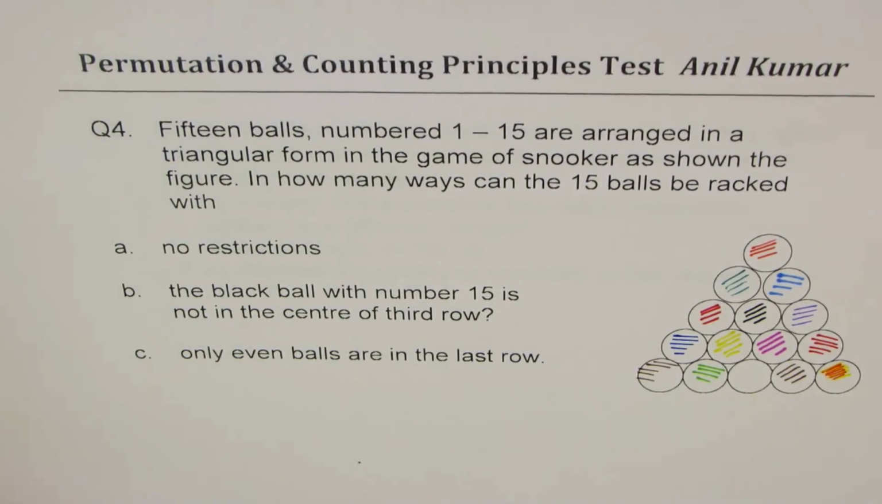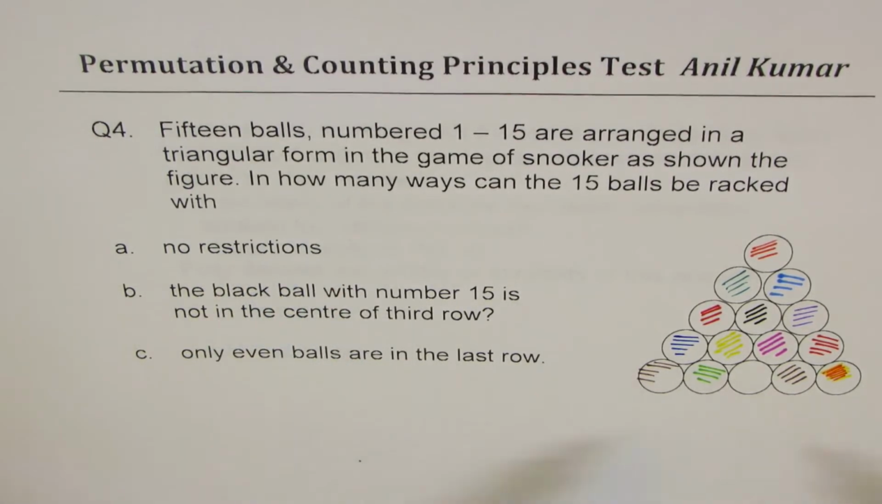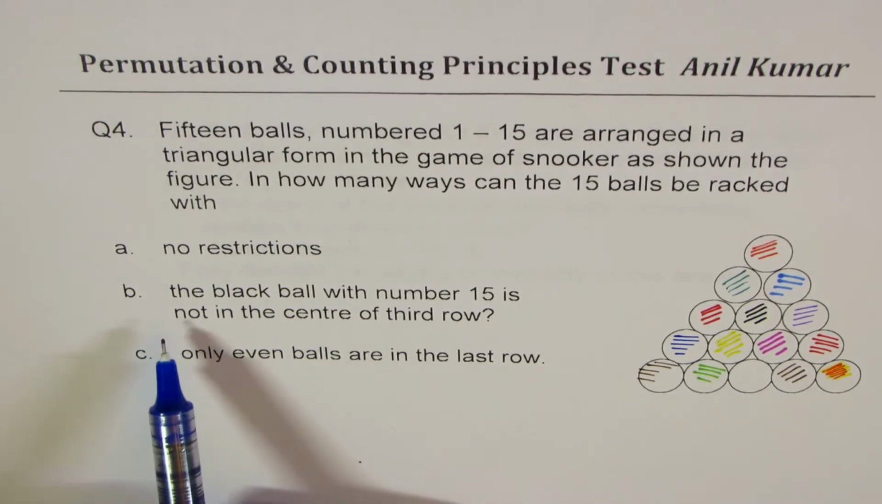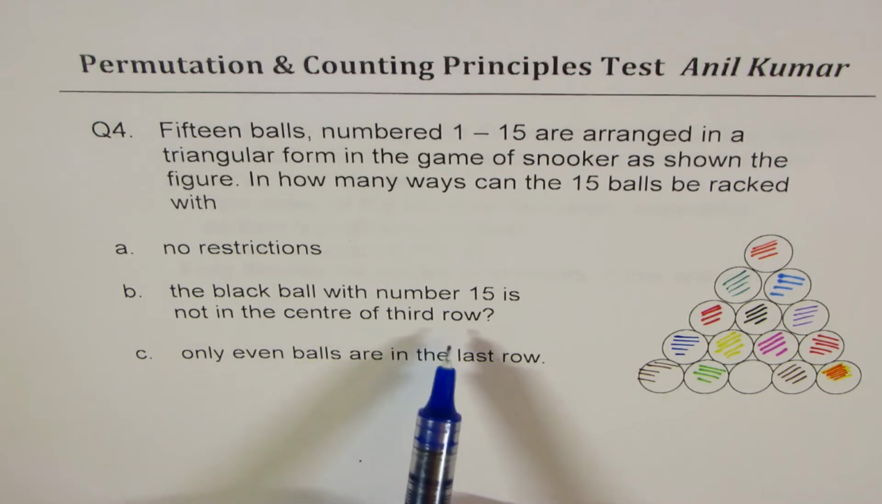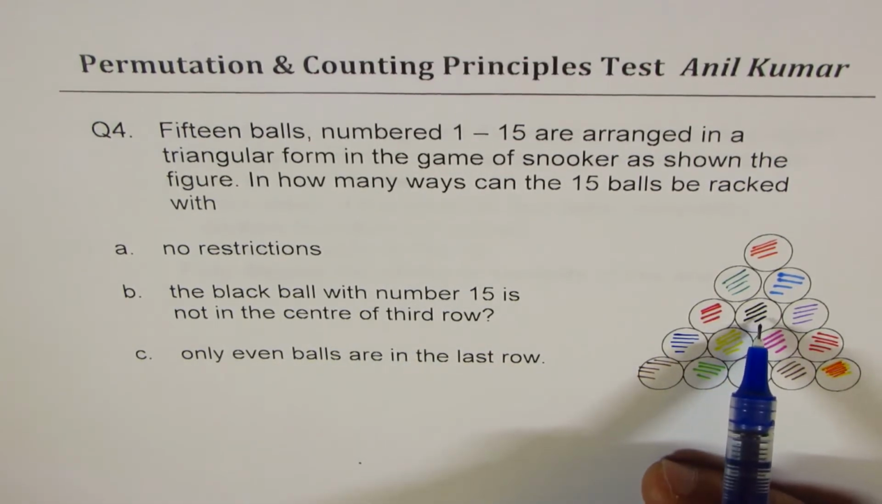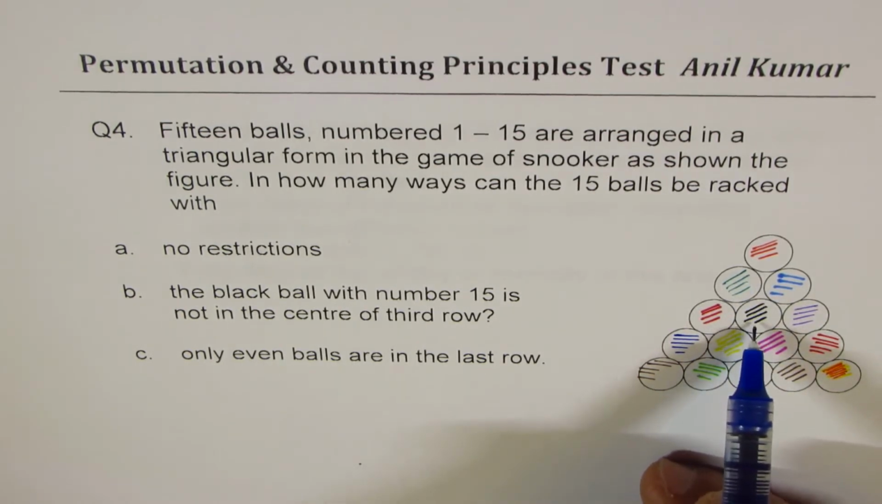Here is another very interesting example. Question number 4. 15 balls numbered 1 to 15 are arranged in a triangular form in the game of snooker as shown in the figure. In how many ways can the 15 balls be racked with A, no restriction? So any ball can be placed anywhere. B, the black ball with number 15 is not in the center of the third row. I'm showing it right there in the center, but how many ways can you make this arrangement so that this is not here? That's the question.